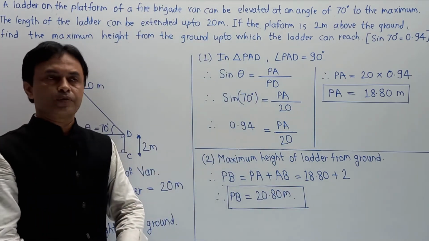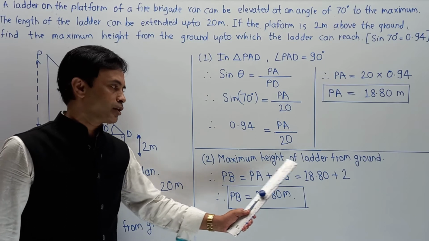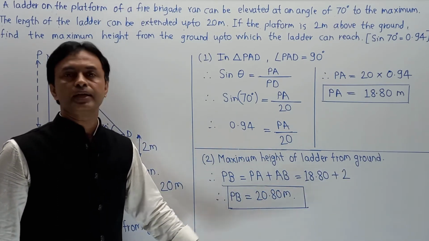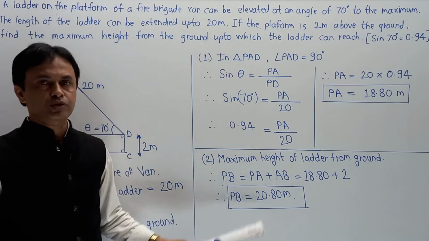And that is nothing but your final answer. Maximum height of the ladder from the ground, that is PB, equals 20.80 meter. In this way you can solve.